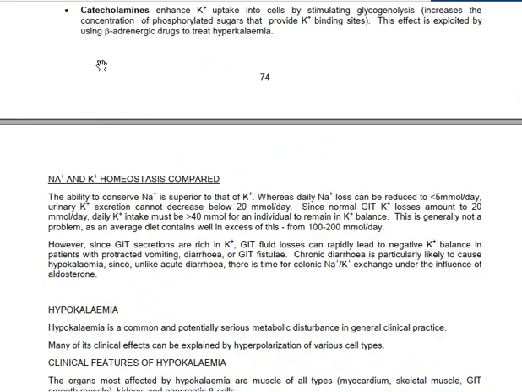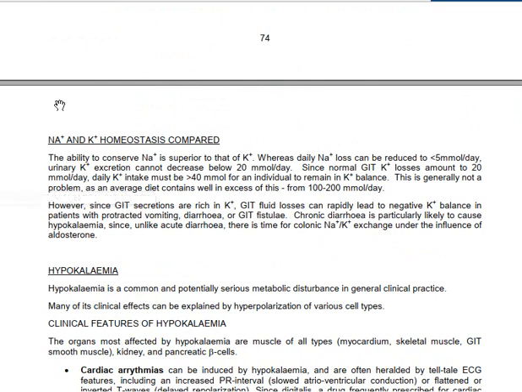Now the next one is sodium ion and potassium ion homeostasis compared. We need to know that the ability to conserve sodium ion is superior to that of potassium ion, whereas daily sodium ion loss can be reduced to less than 5 millimoles per day, urinary potassium excretion cannot decrease below 20 millimoles per day.